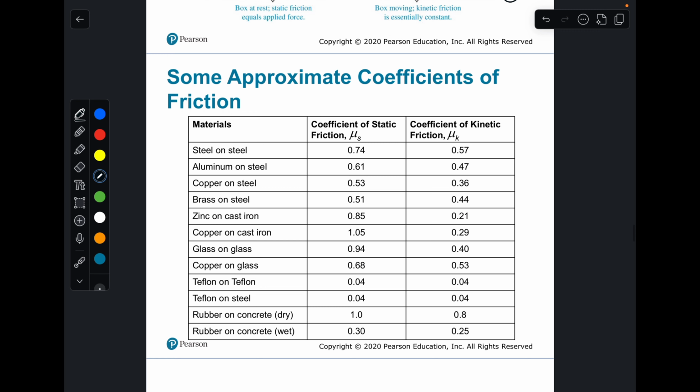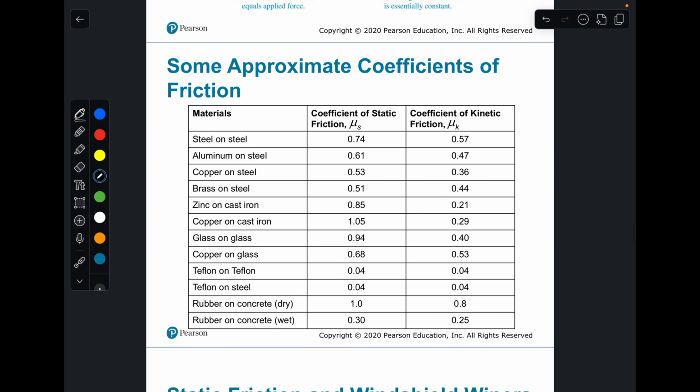These are some values of coefficients of static and kinetic friction for different material combinations. And so you can see you have slightly different coefficients for static and kinetic friction. And you can see that static is higher than kinetic friction for most cases. When you get to really small coefficients, that breaks down. But for most cases, static is greater than kinetic.